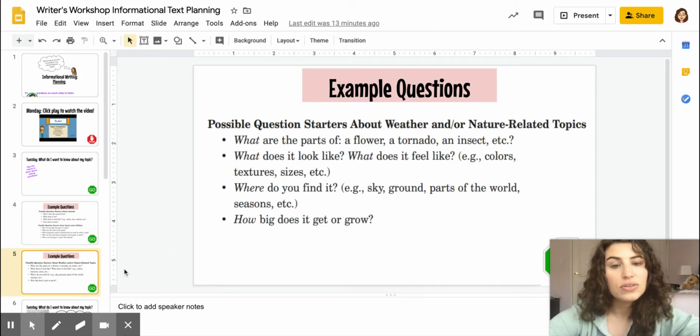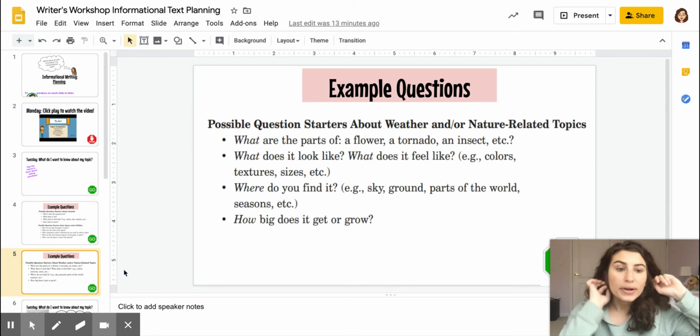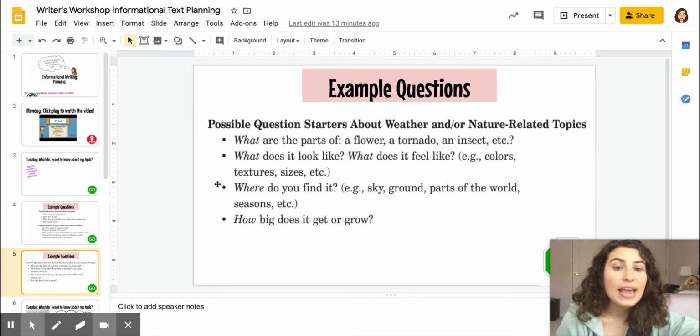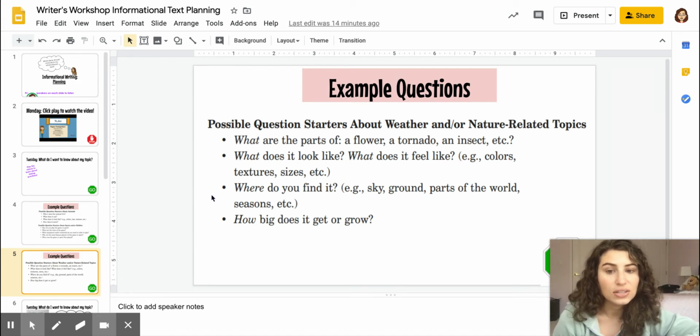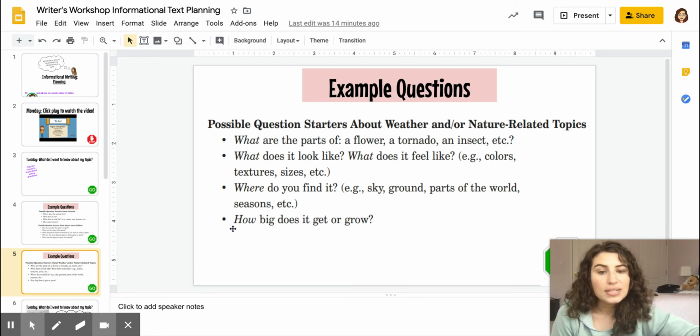And if you're choosing to write about something in weather or nature, questions you might ask are, what are the parts of a flower, a tornado, an insect, etc.? What does it look like? What does it feel like? Where do you find it? Where in the world is it? Is it in the sky? Is it in the ground? Is it only for a specific season? Or how big does it get or grow?